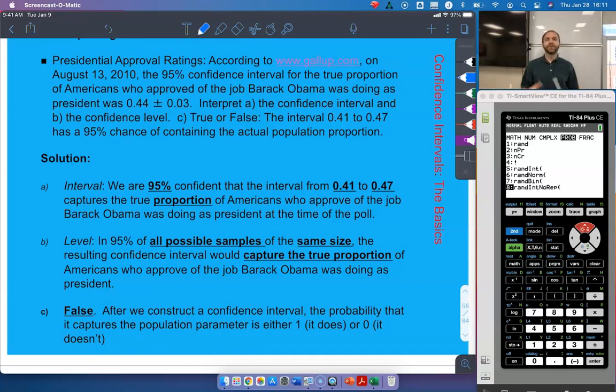True or false, the interval 0.41 to 0.47 has a 95% chance of capturing the true population parameter. No. That's false.